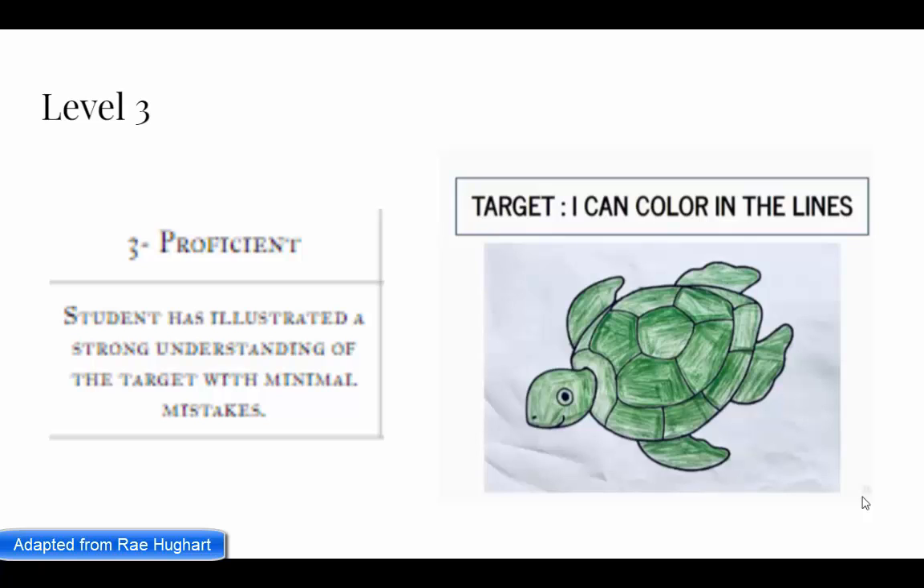There's usually very, very minute mistakes, if any. I don't know, looking around if you can find one. Okay, you might be able to find a tiny, tiny little mistake. All right, but for the most part, they have colored in the lines, right? So that is what I am looking for. For proficiency, you've done what I asked. Okay, you have done what I have asked.